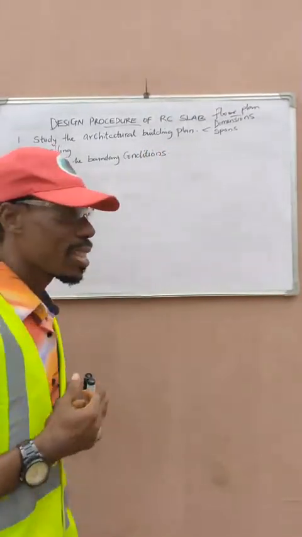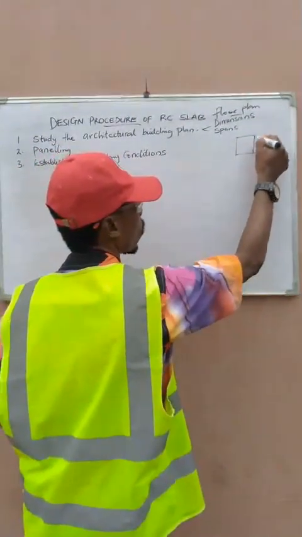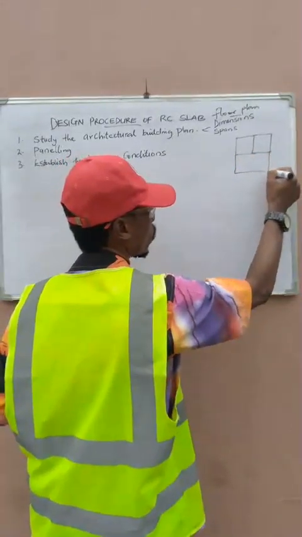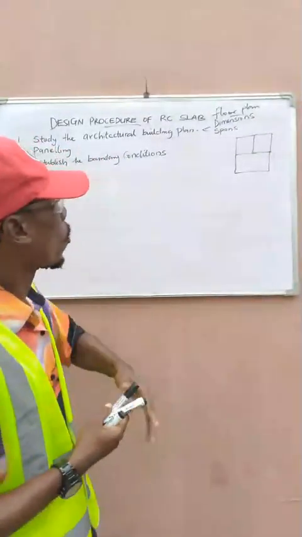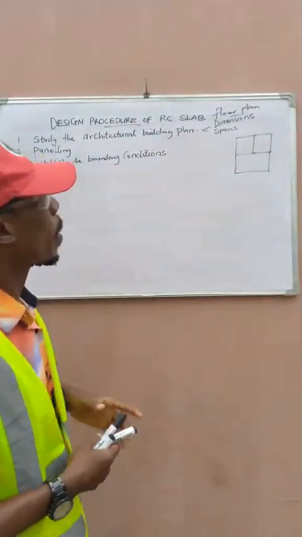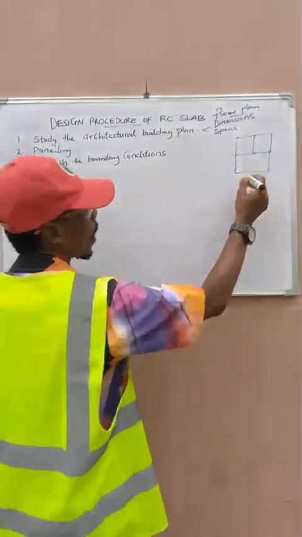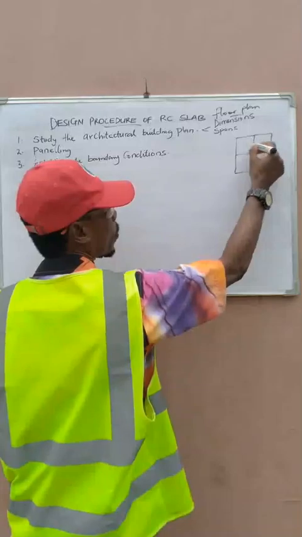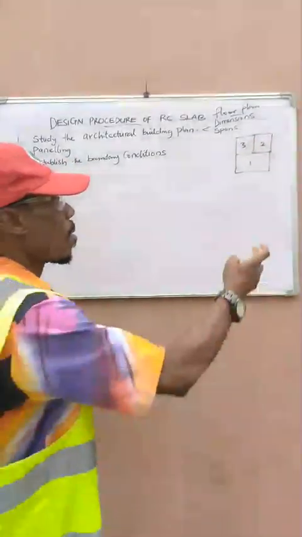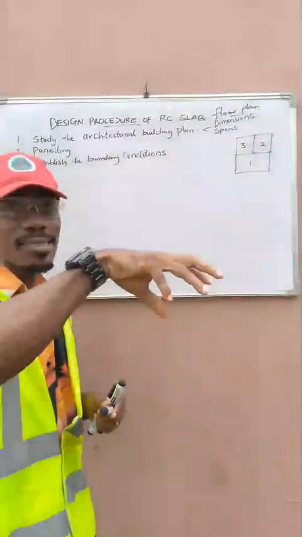Now understand that each of these, for example, let's say we have something of this nature. When this is a slab, you have to establish the boundary condition. Like we say paneling, we can say this is panel 1, this is panel 2, this is panel 3. That is the paneling I'm talking about. You have to show this is panel 1, 2, 3, so you treat them in that sub-unit.